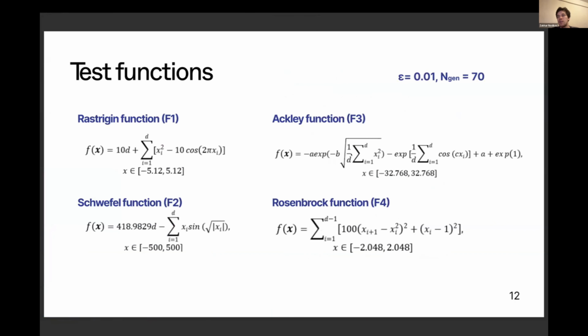So we tested these methods on several benchmark functions. The error threshold was set to 0.01, and each function was evaluated in 10-dimensional space with 70 genes per chromosome. Each task was run 40 times to gather reliable results.